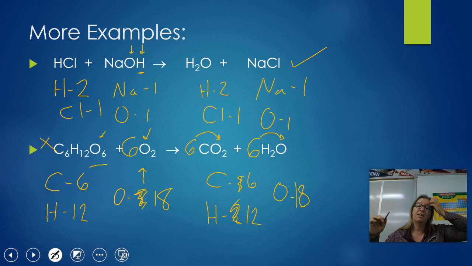Boom, balanced. I know Khan Academy has some tutorials on this. There's some examples in the book. Spend some time on this. It is an important skill. I know it is tricky.